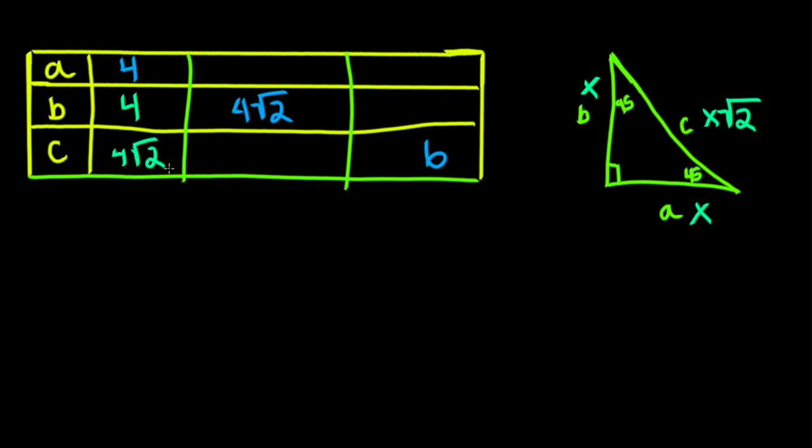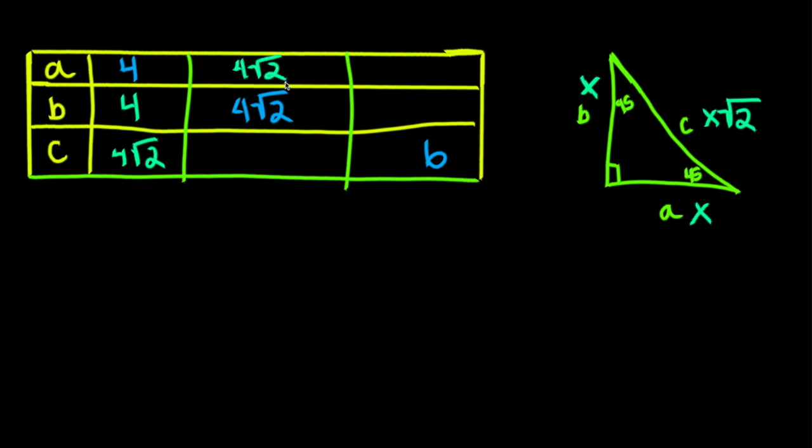All right, next one. So we know that b equals 4 times the square root of 2. And since b equals 4 times the square root of 2, and we know that a and b are always equal, we can say that a is also 4 times the square root of 2.